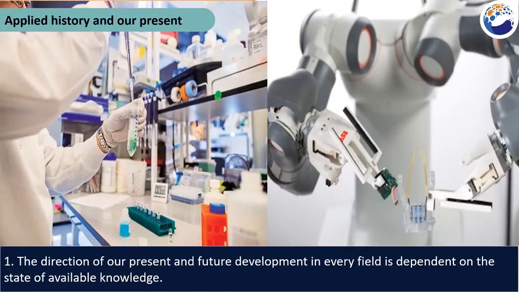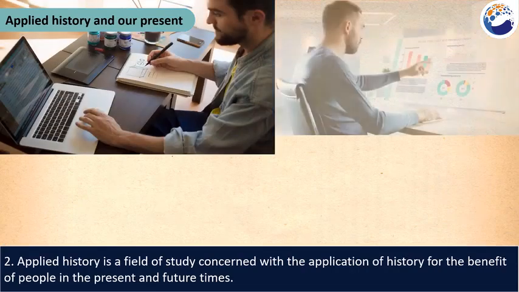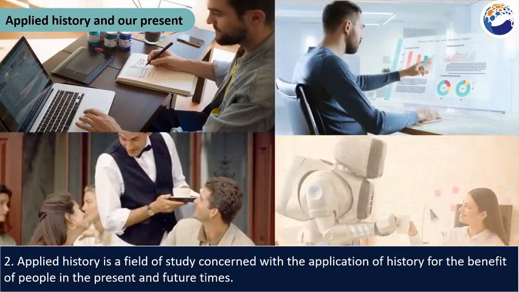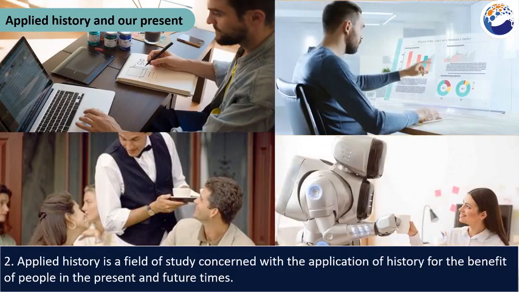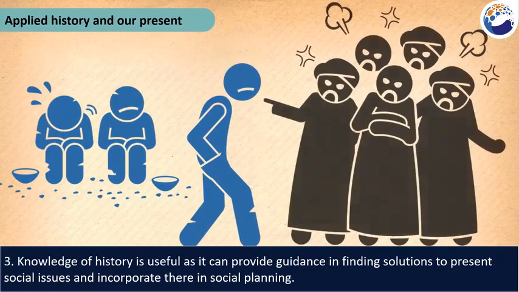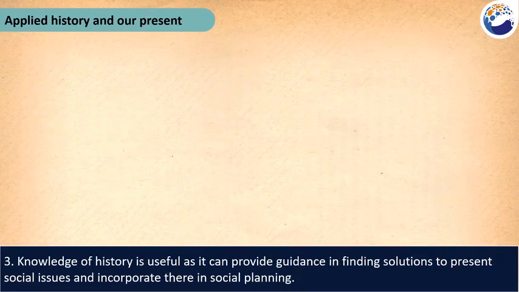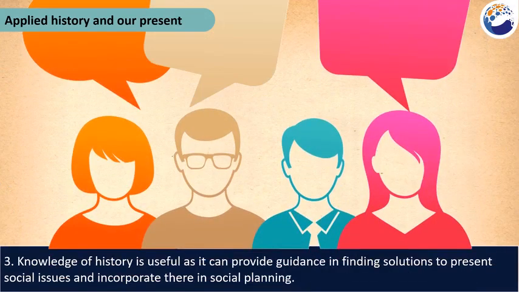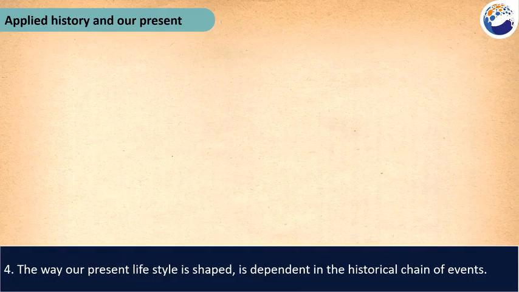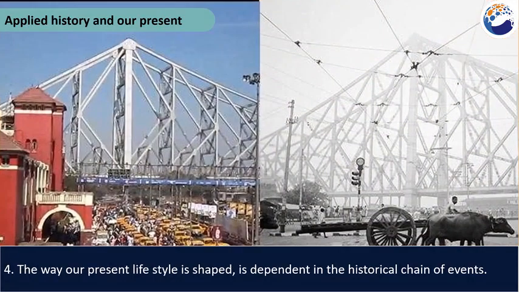1. The direction of our present and future development in every field is dependent on the state of available knowledge. 2. Applied history is a field of study concerned with the application of history for the benefit of people in the present and future times. 3. Knowledge of history is useful as it can provide guidance in finding solutions to present social issues and incorporate therein social planning. 4. The way our present lifestyle is shaped is dependent on the historical chain of events.